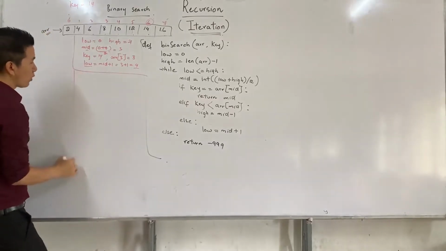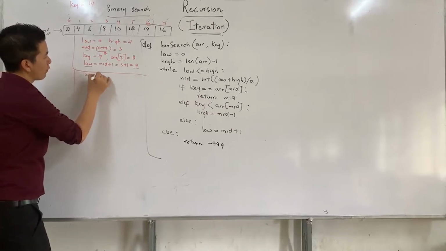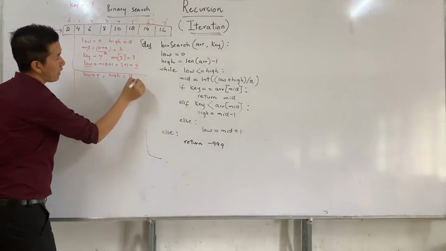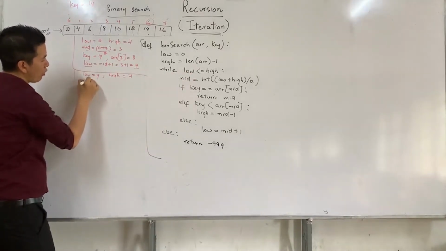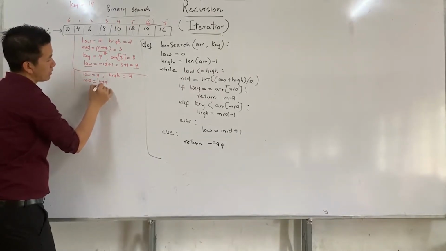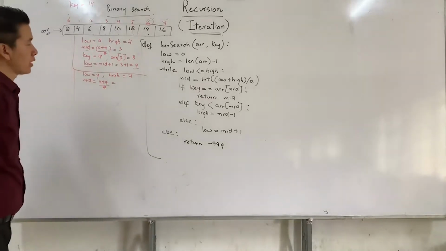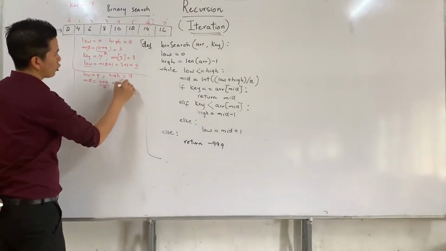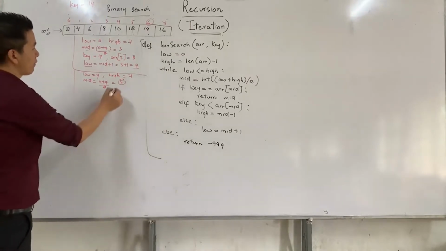Now let's go for the next one. Let's do this real quick. So this time the low is equal to 4. High will still be 7. The condition is still true. The value of mid is equal to 4 plus 7 divided by 2. 4 plus 7 is 11. 11 divided by 2 is 5.5, but we need to take just 5. So you now have the value of mid as 5.